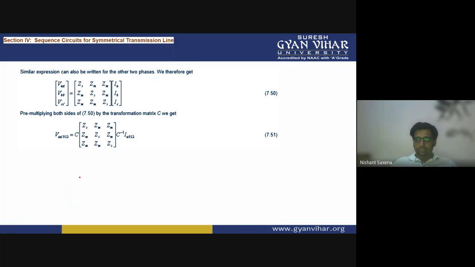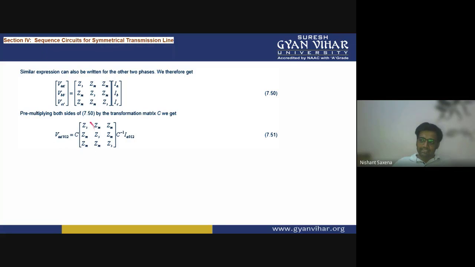Now when we write similar equations for the other two phases as well, I can rewrite them as shown in equation number 7.50. With this equation, it can be seen that this is the matrix form, where the diagonal elements are the self impedances and the off diagonal elements are nothing but the mutual impedances. I can easily rewrite all the phase equations into matrix form for ease.